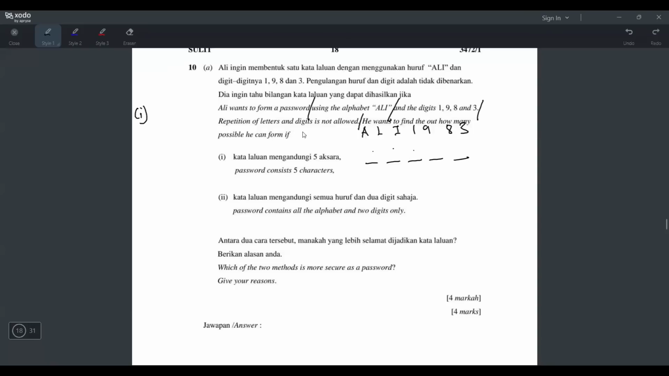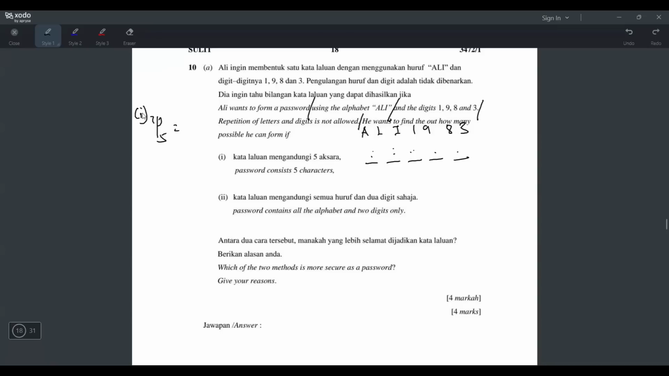So you only choose 5, and repetition is not allowed. It means 7 times 6 times 5 times 4 times 3. In other words, it's 7P5, right? Because this one has 7 choices, this one has 6, 5, 4, 3. So out of 7, you are choosing 5 to arrange into a password, right?